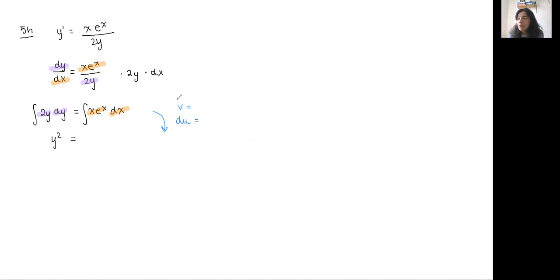Now, the function e to the x dx, whether I differentiate it or integrate it, is going to be easy to evaluate, right? If I integrate it, it's just e to the x. If I differentiate it, it's just e to the x. But the function x over here, if I differentiate it, it becomes a constant, which is nice.